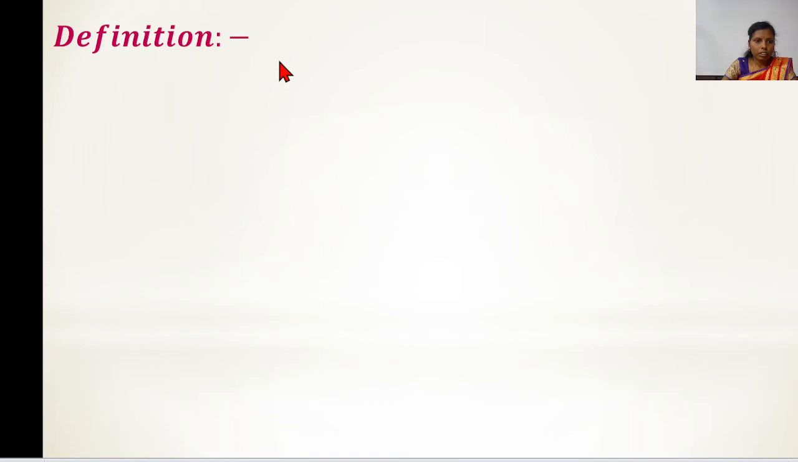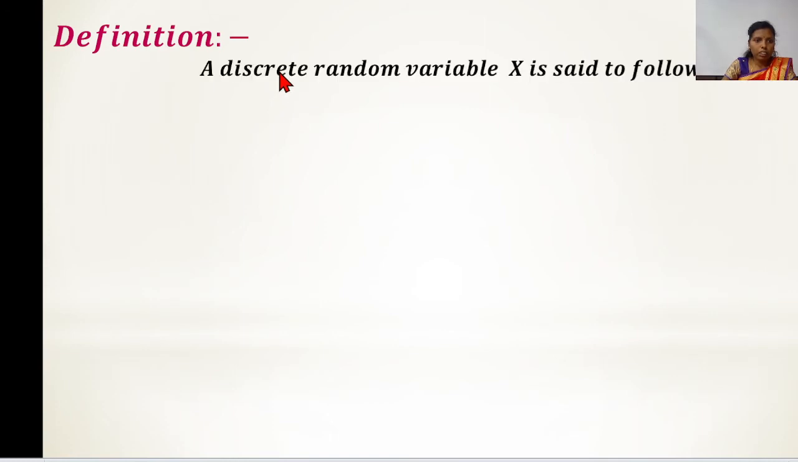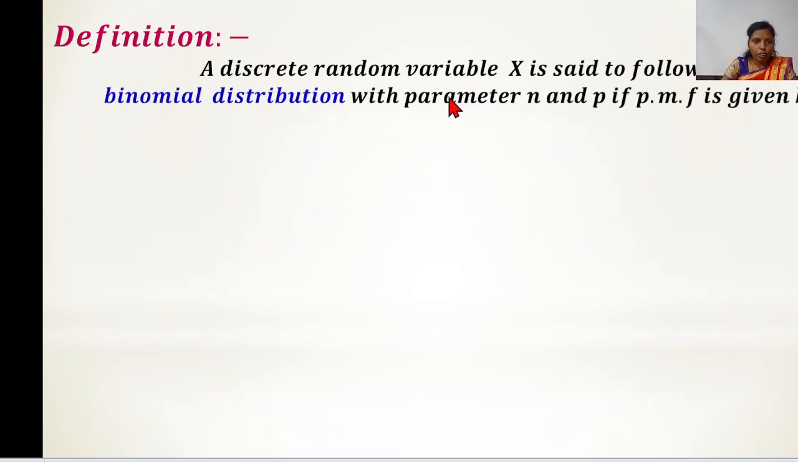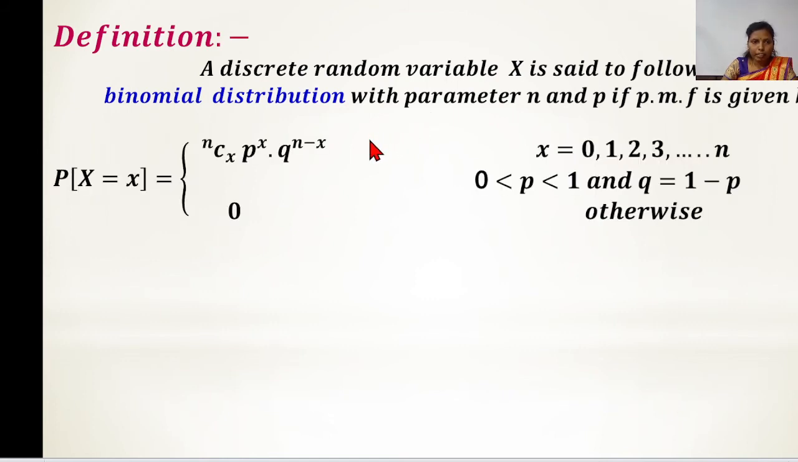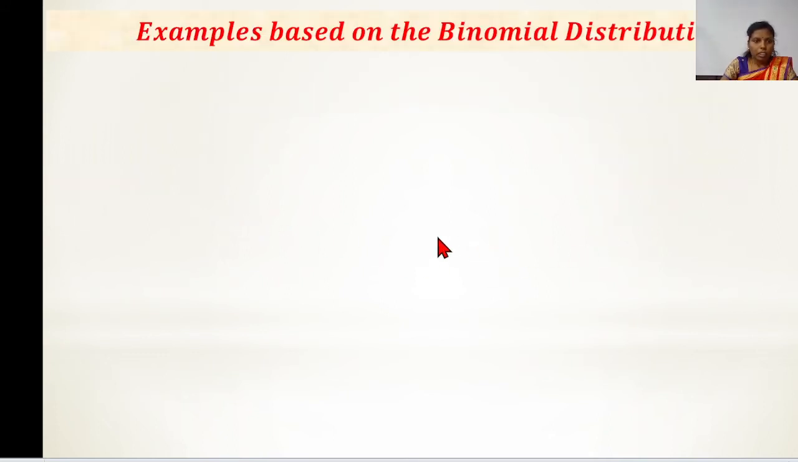Now the next one is the definition. A discrete random variable X is said to follow a binomial distribution with parameters n and p if its PMF is given by P(X = x) = nCx p^x q^(n-x), where x = 0, 1, 2, up to n, and the probability p lies between 0 and 1 and q = 1 minus p, and the second condition is 0 otherwise. Now let us start examples based on the binomial distribution.